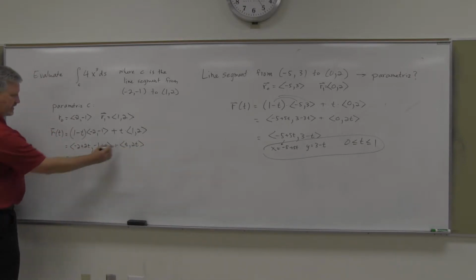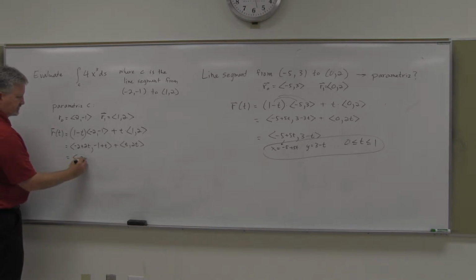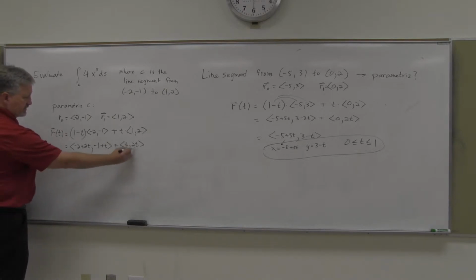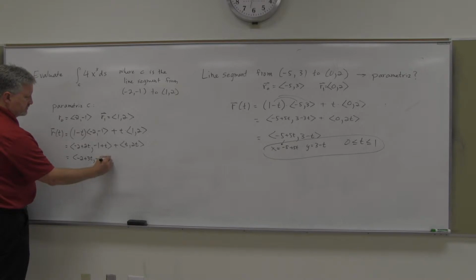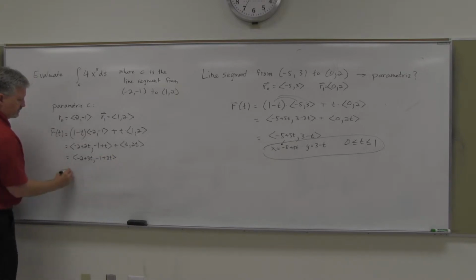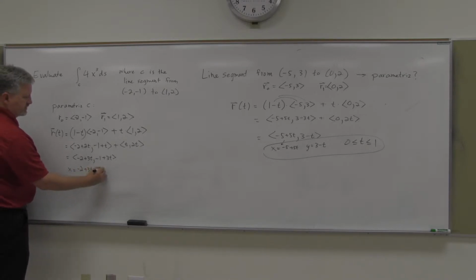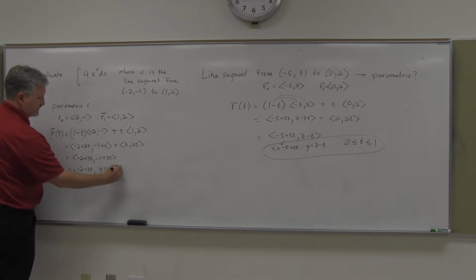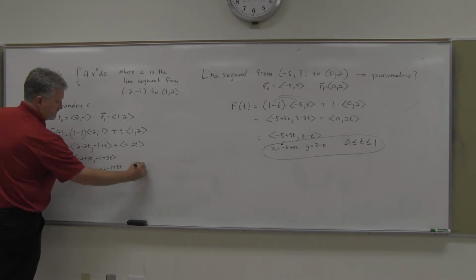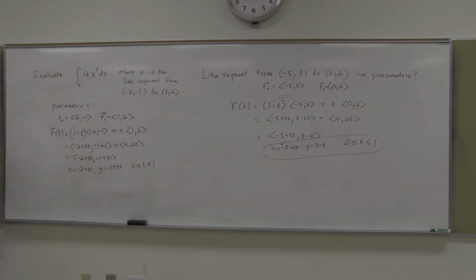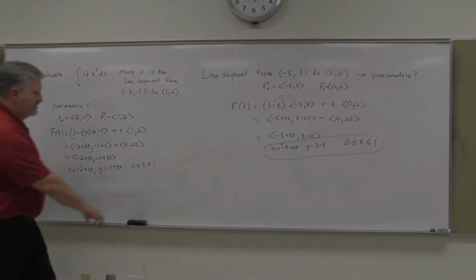So what do we got? You add the components, so it'll be negative 2 plus 3t, comma, negative 1 plus 3t, which means our x is negative 2 plus 3t and the y is negative 1 plus 3t. And again, t is 0 to 1 for that. So it's just a process to get our line segment parameterized. Now we can evaluate this line integral.